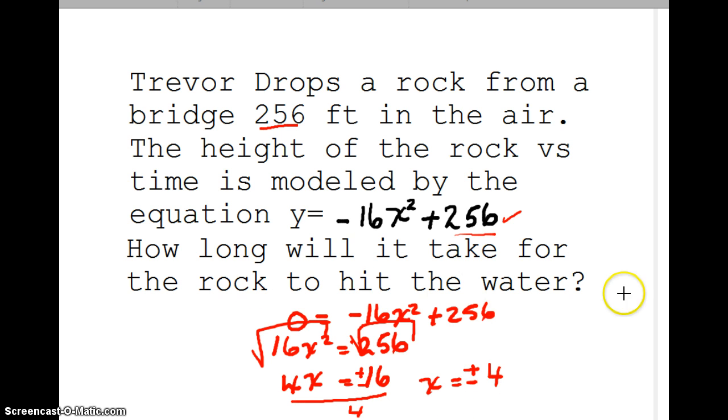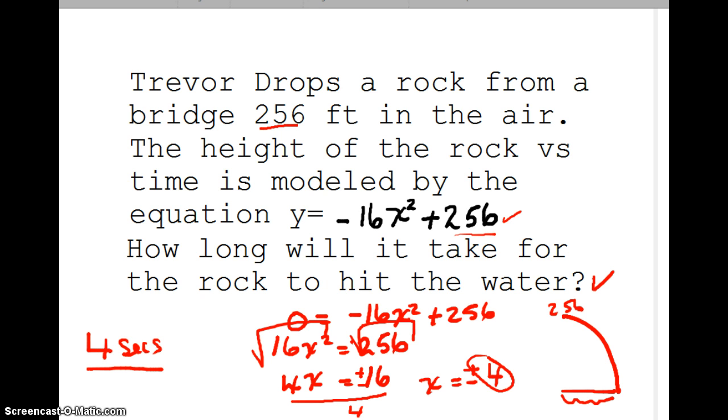Now, how long will it take the rock to hit the water? Well, the rock was on the bridge and fell something like this. It was at 256 feet, and by the time it hit the water, it was at 0 feet. This time right here was 4 seconds. So our answer is 4 seconds. And this is where we have to break away the math from the real world and say, what is the real world answer? Well, it's certainly not plus or minus 4 seconds. It's 4 seconds.